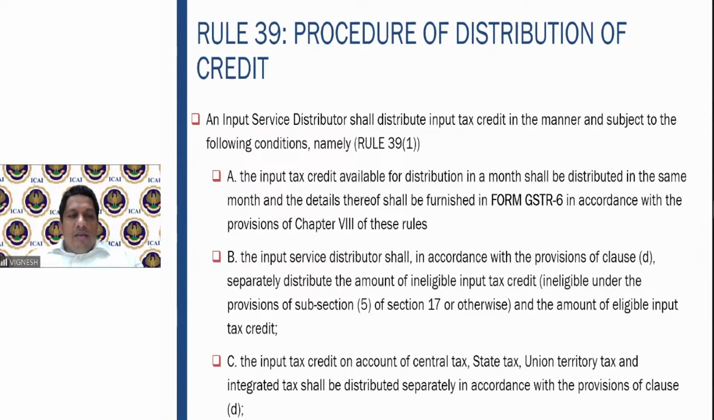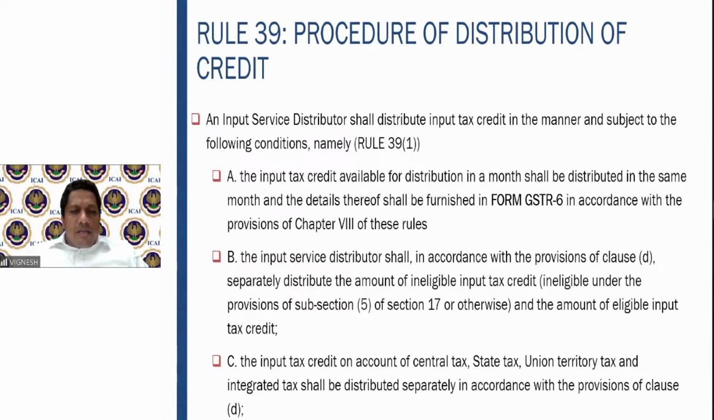Fine. Then apart from that, the input service distributor will separately distribute the amount of ineligible input tax credit, which is ineligible as per the provisions of section 17 subsection 5, and the amount of eligible input tax credit. If you observe here, the ineligible credit will be clearly displayed in the GSTR 2B. So once the ineligible credit is displayed in the GSTR 2B, this ineligible credit also needs to be distributed by the input service distributor. So the ISD will distribute the ineligible credit as well as the eligible credit. That is a very, very important point to understand.